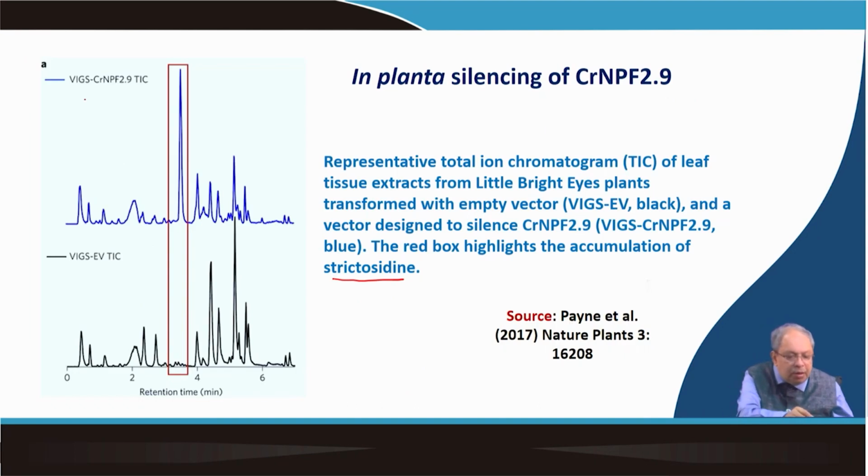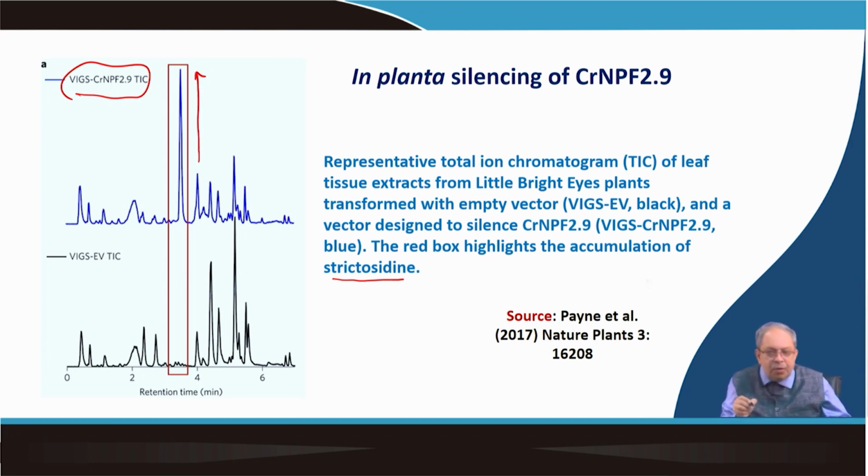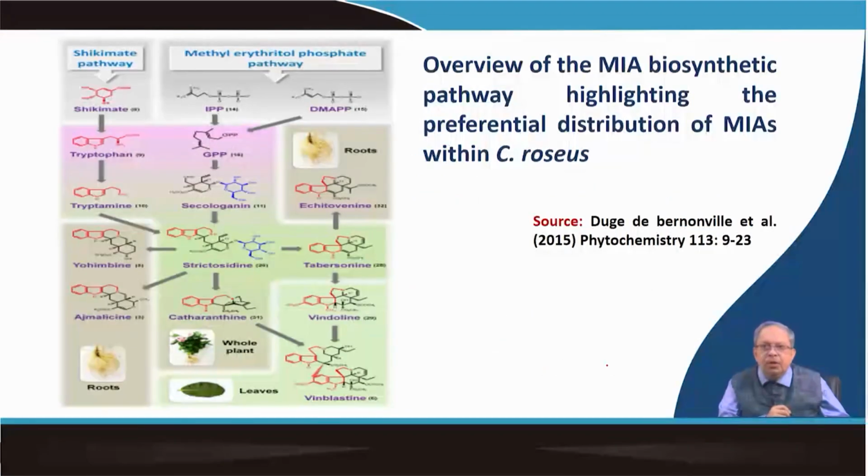So, that is showing here in the blue one, this is the silenced line. Because the transporter was disrupted, the accumulation of strictosidine enhanced, whereas this is the wild type, where the transporter is active. So, almost no strictosidine is detectable, because it all converted into strictosidine aglycone and subsequent downstream products. So, this was published in Nature Plants 2005, and this is more or less what I have covered.